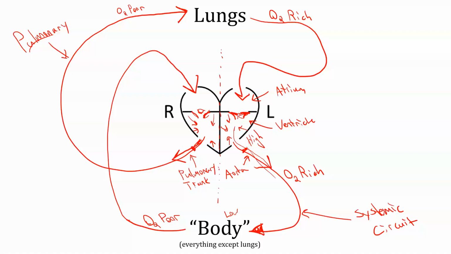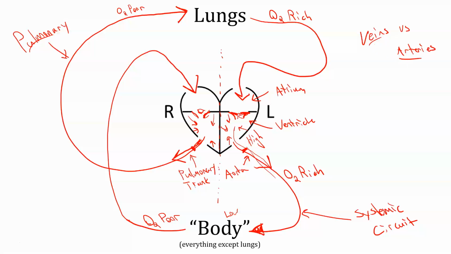All right, now a little note here about the difference between veins versus arteries. Most people make the mistake of thinking that veins are blue and they carry oxygen-poor blood, and arteries are red and they carry oxygen-rich blood. And while that's true oftentimes, it's not always the case.